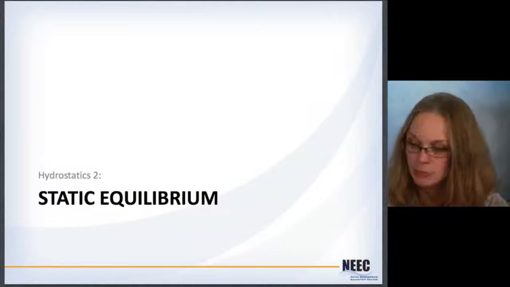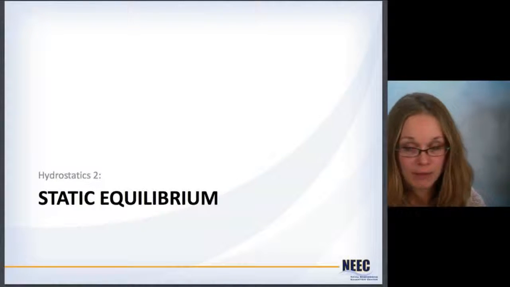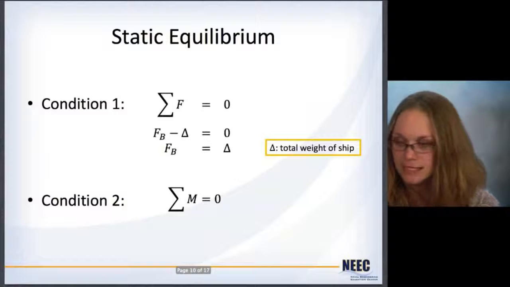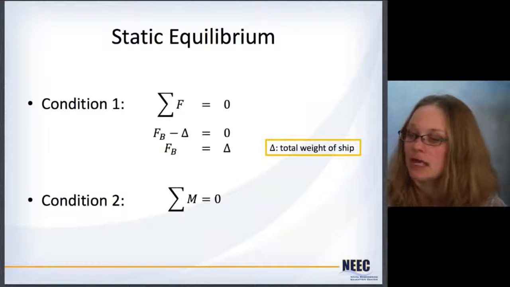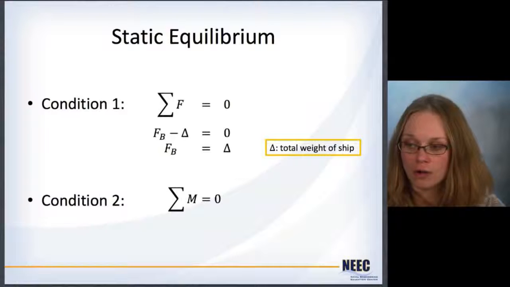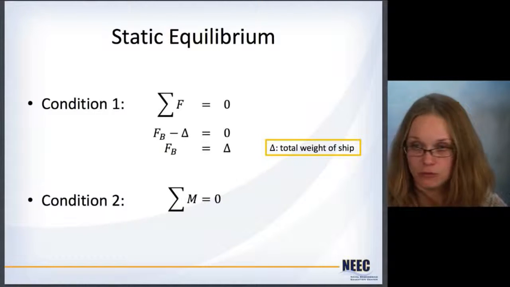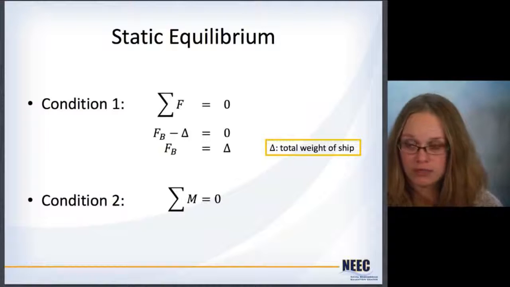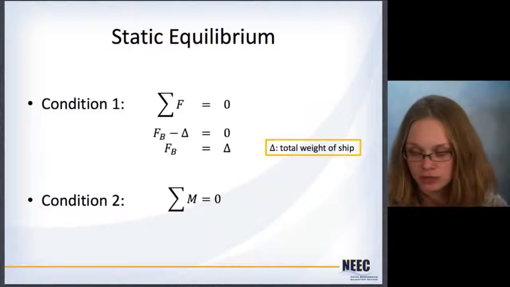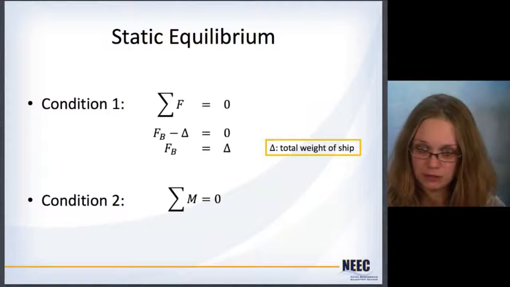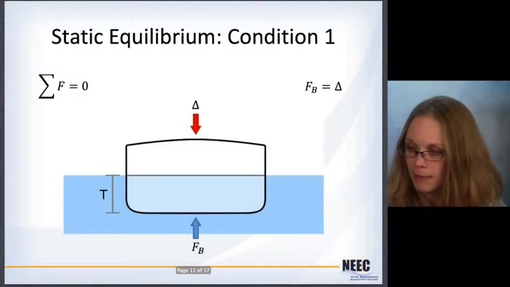Okay, a related concept is static equilibrium. Static equilibrium has two conditions that need to be met. The first is that the total amount of force needs to equal 0. In general, for the case of ships, it means that the total buoyant force is equal to the weight of the ship. The second condition is a little bit trickier. It means that the sum of the moments equals 0, and I'll explain what I mean by that.